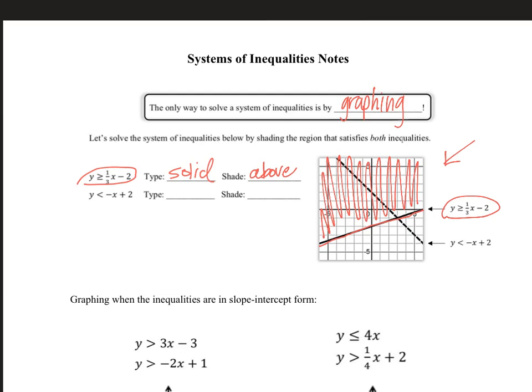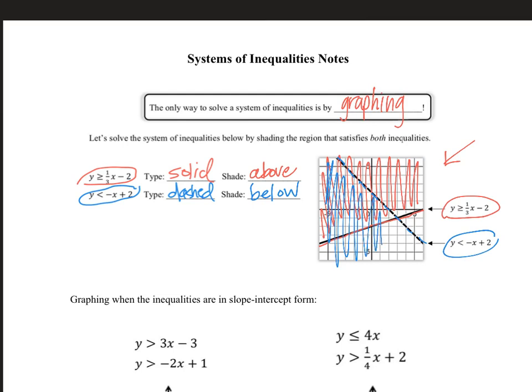Now in blue is going to represent my other equation. So since this is just less than, not less than or equal to, this is a dashed line. And since it is less than, we are going to be shading below. Okay, so here is this line. So it's dashed, as you can see, and we need to shade below.